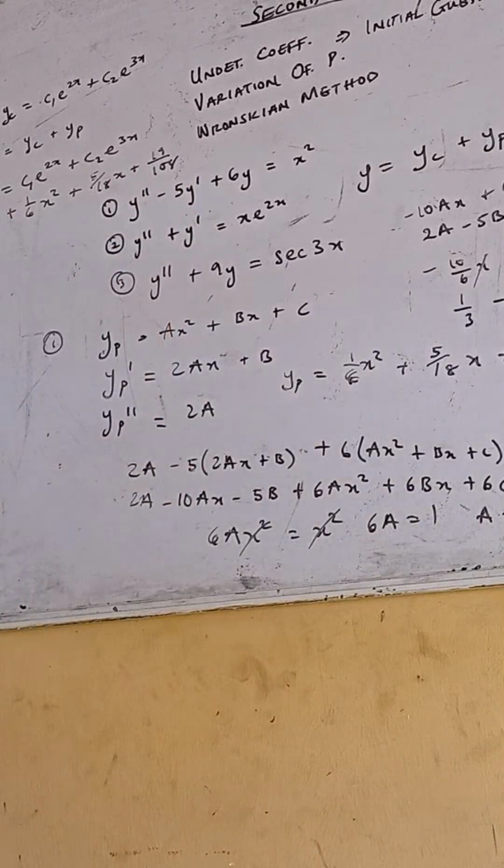So this is the initial guess method, or the method of undetermined coefficient. So this is the final answer.